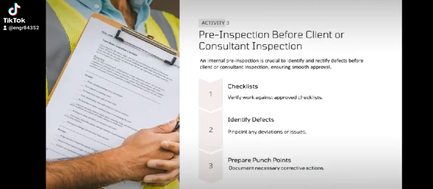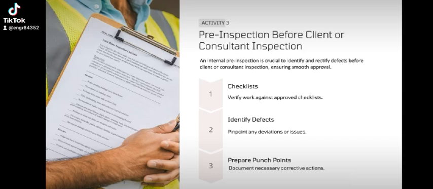Activity number 3 is the pre-inspection before client or consultant inspection. An internal pre-inspection is crucial to identify and rectify defects before clients or consultant inspection, ensuring the smooth approval. This internal inspection includes internal check. This means that before involving clients or consultant, an internal inspection is performed.